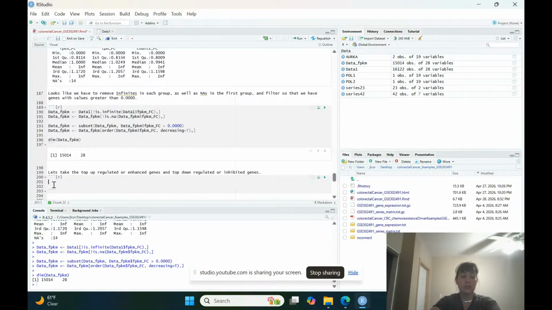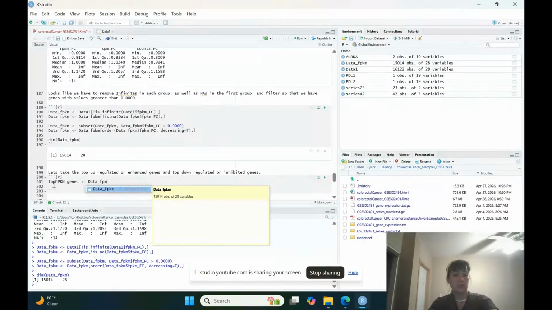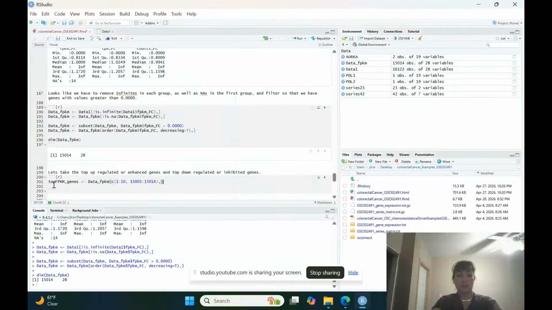All right, so we're going to go ahead and top FPKM. Gene. Okay. Data FPKM. Column of 1 through 10 and 15,000.5 to 15,014. And then we'll go ahead and look at this.